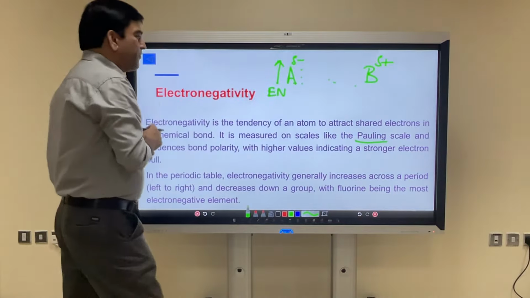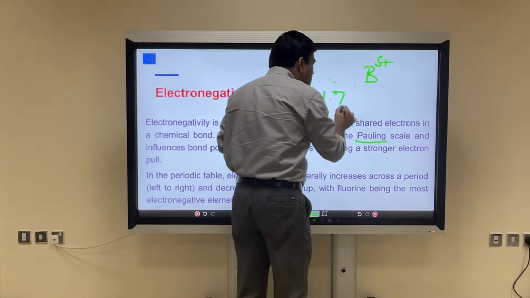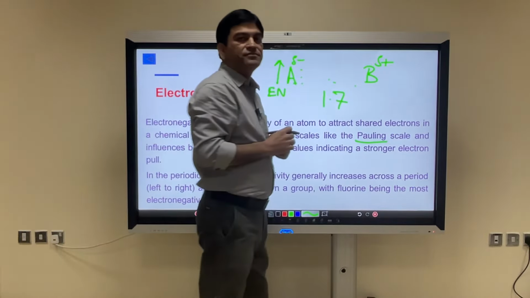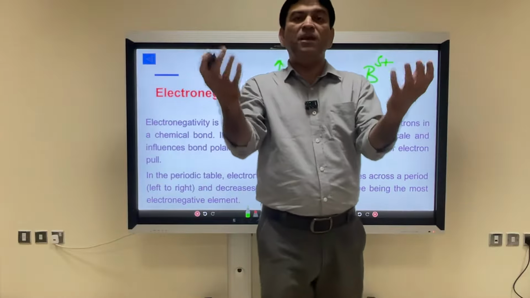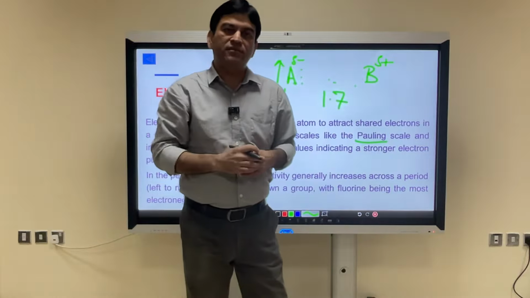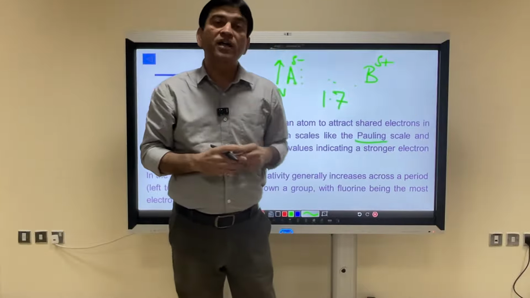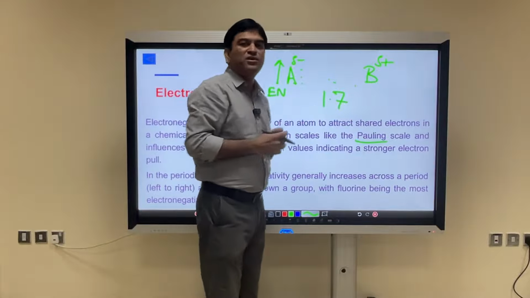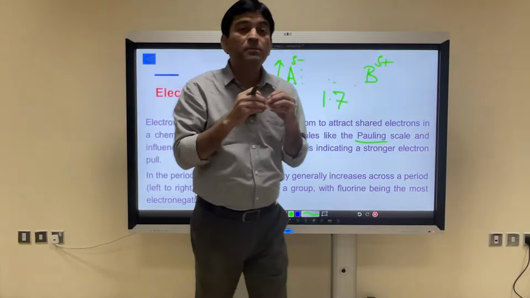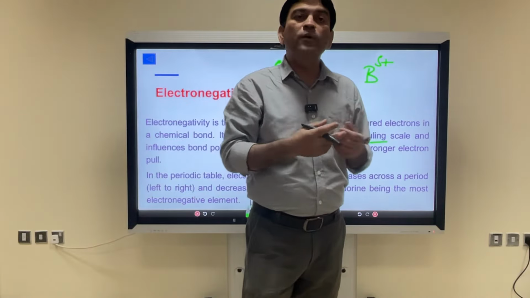Now, if the difference of electronegativity between say A and B is more than 1.7, then the electrons will be transferred and there will be a formation of an ionic bond. If the difference of electronegativity is less than 1.7, then the electrons will be shared and there will be a formation of a covalent bond.